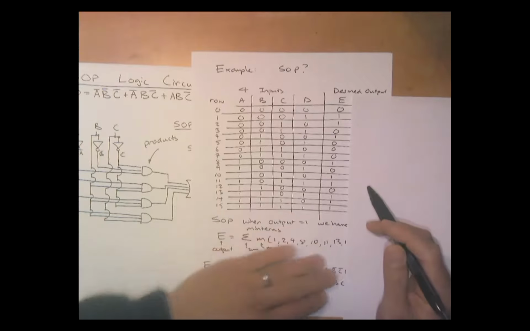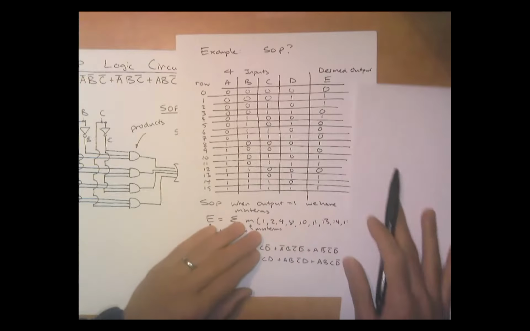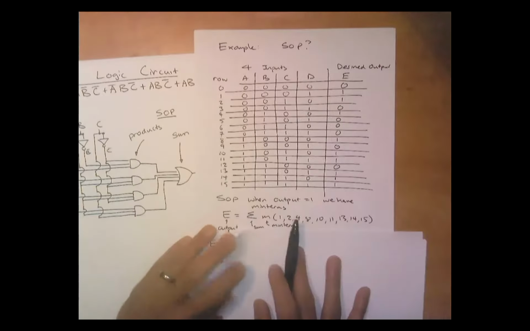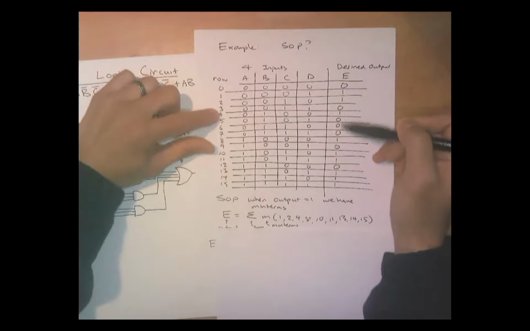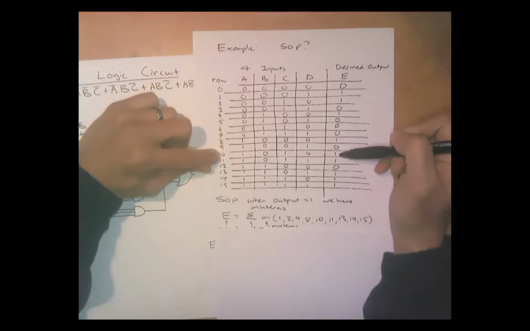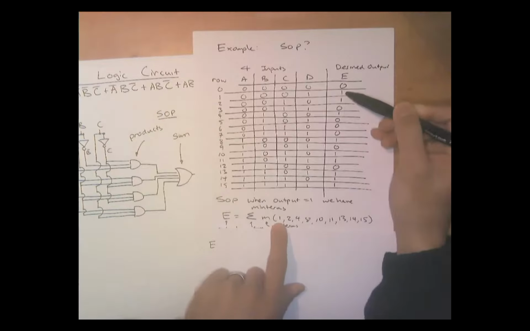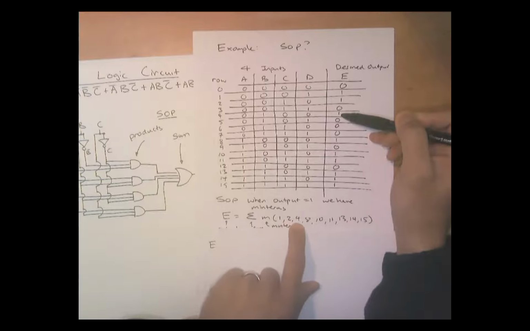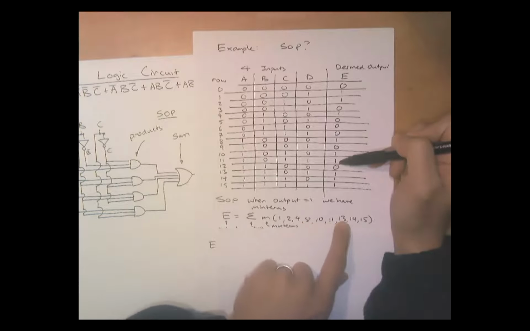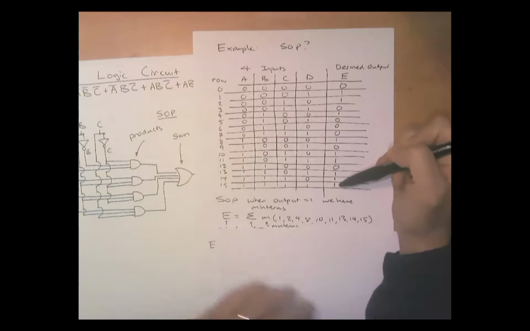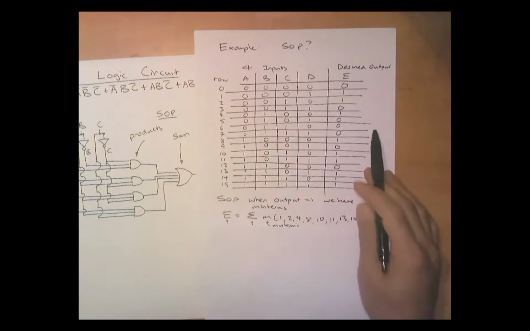Okay, so again, we look at when the output is 1 and we want to create the minterms, and the minterms in this case are going to be row 1, 2, 4, 8, 10, 11, 13, 14, 15. Let's do it again. 1, 2, 4, 8, 10, 11, 13, 14, 15. Good. These are your minterms, and we have 4 inputs, okay?